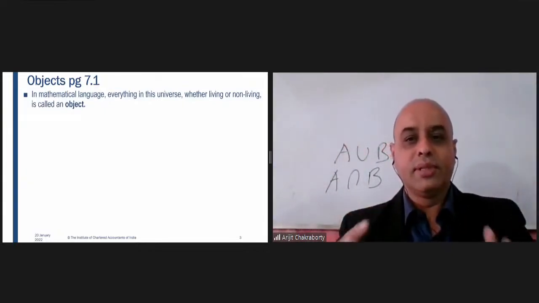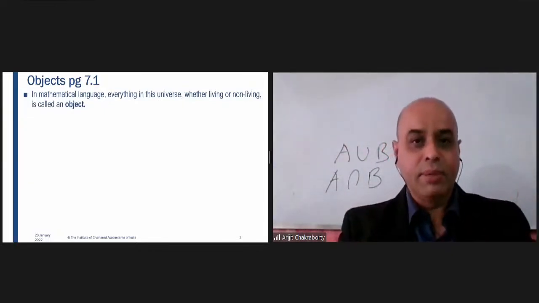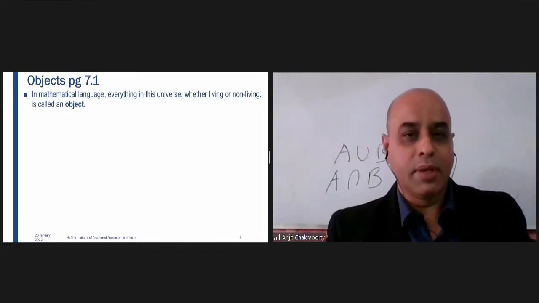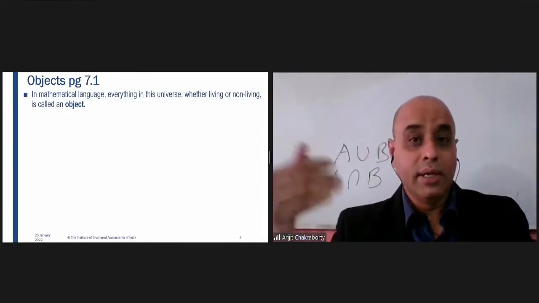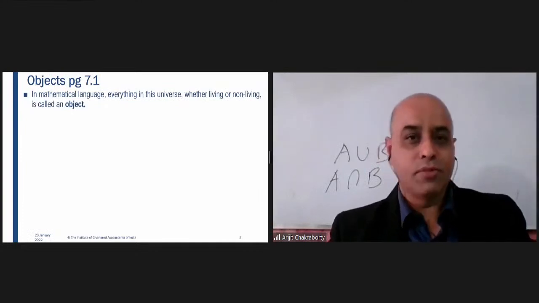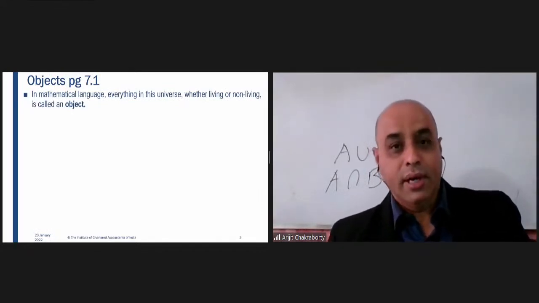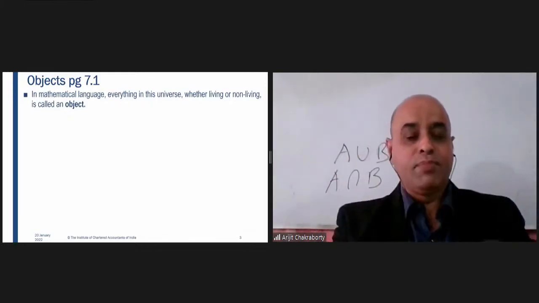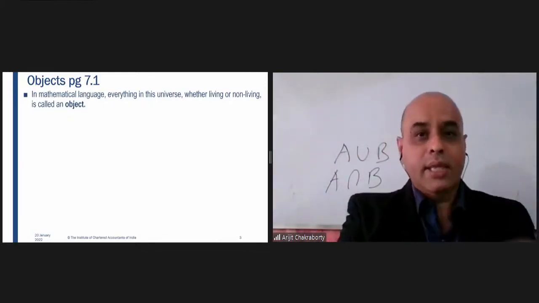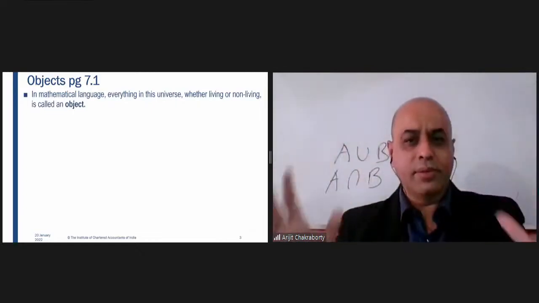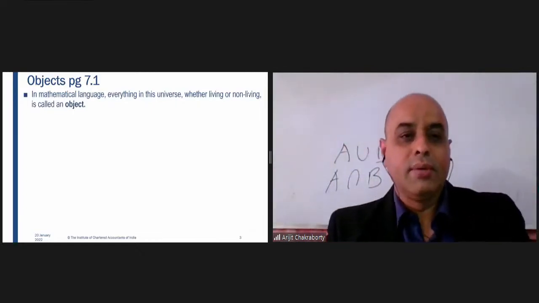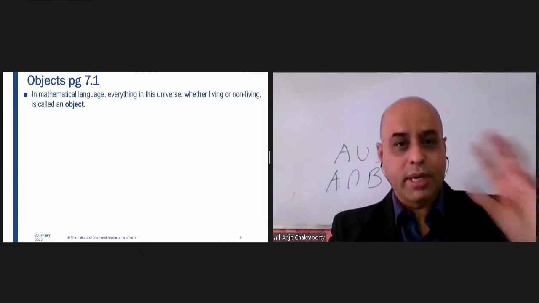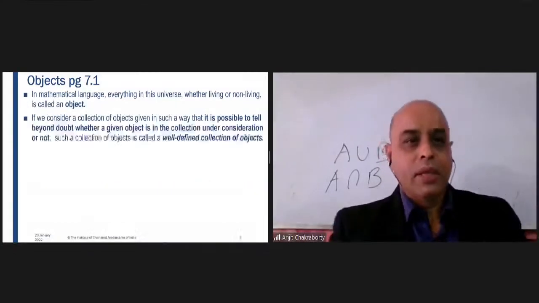So everything within the boundary, of course, living people, for example, a group of people who have an interest in cricket, a group of people who have interest in hockey, a group of people who love both football and cricket, a group of people who like tea as well as coffee. So everything in this world is composed of objects. This is strictly from the mathematical language.